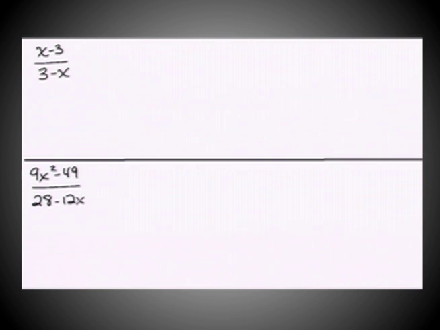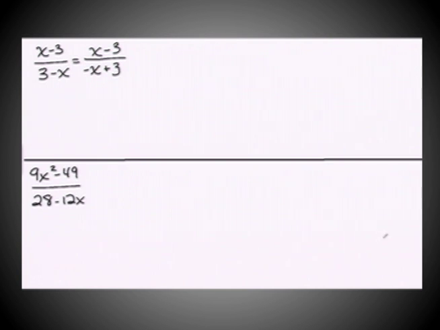All right, so if you take a look at this top example, I have x minus 3 over 3 minus x. And the first thing that probably jumps out at you is that the denominator is not in standard form. So according to the steps that we just discussed, the first thing we want to do is to put that denominator in standard form by just reversing the order of the terms. And that would give us negative x plus 3.